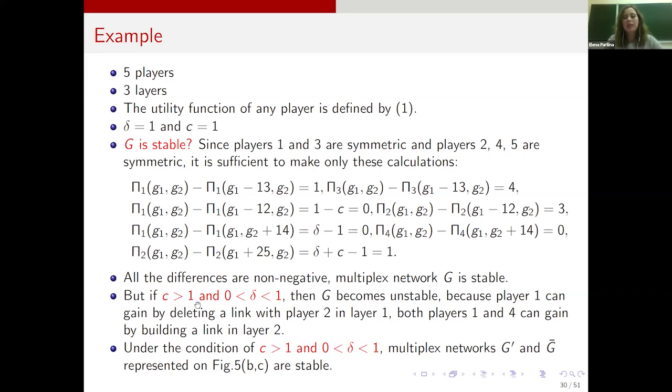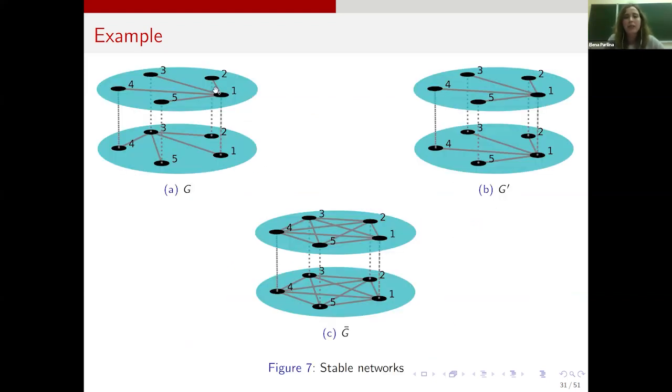But if C is greater than 1 and delta is not equal to 1, so it is less than 1, this network becomes unstable because player 1 can delete this link and will benefit from this. So this network is not stable. But for these parameters, these two networks are stable: the star with the same center, I mean the graphs are the same in both layers, and the all-layer complete network is also stable.